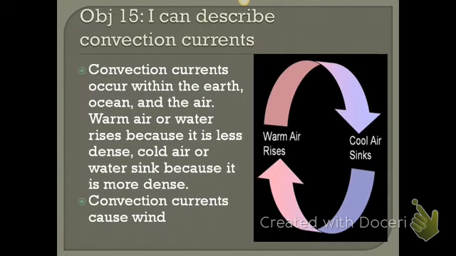Moving on to Objective 15, I can describe convection currents. So that's what we were just talking about. They occur within the earth, the ocean, and in the air. Warm air or water rises because it's less dense. Cold air or water sink because it's more dense. And convection currents cause wind. This is Objective 15. Go ahead and pause.